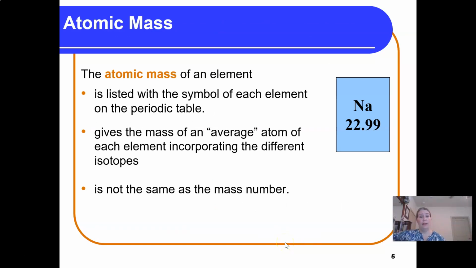What we see on the periodic table is the atomic mass, or the average atomic mass. That's what's listed in the box on the periodic table. And that gives the mass of an average atom, but that incorporates all of those different isotopes. So in fact, we find that there is never actually an average sodium atom. I'll never find something with a mass of 22.99 because that average takes into account all of the different isotopes. So it's not going to be the same or equal to the mass number of any of the isotopes. It's going to be in between all of them.